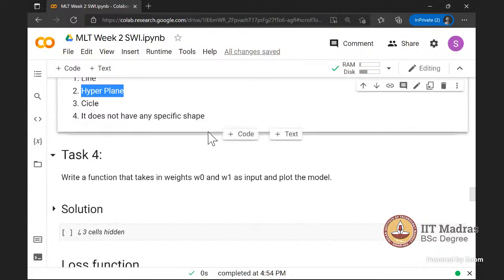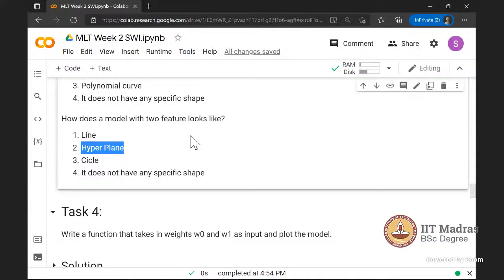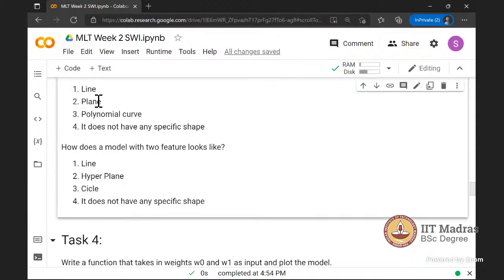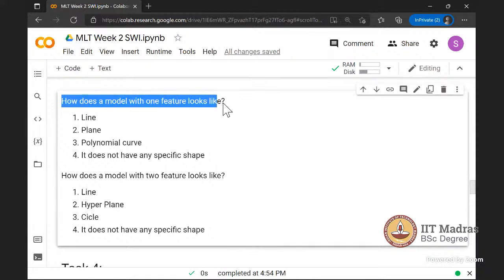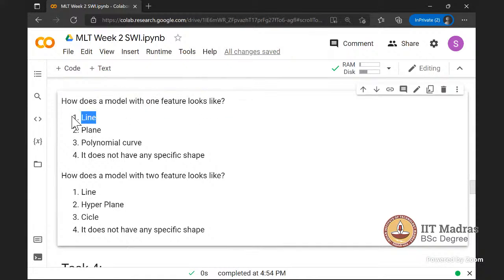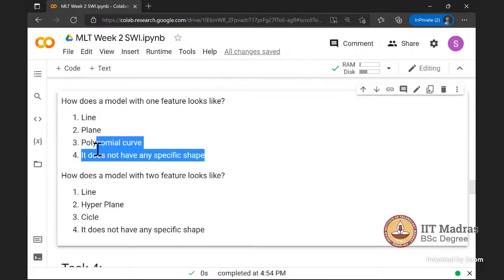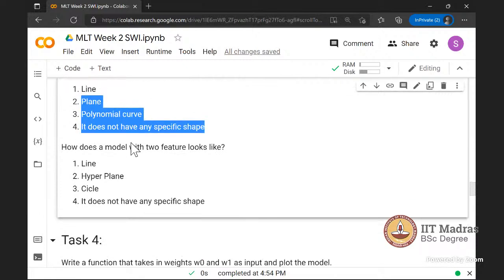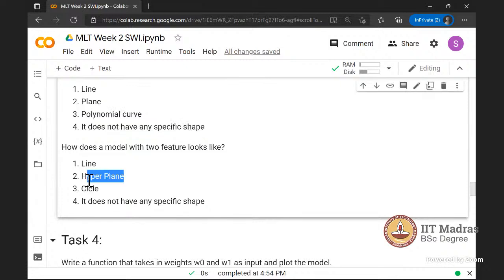So why does the second one have line in it? It's just an option, right? It's wrong. Okay, right. So even for this question, only line is the correct answer. Plane, polynomial curve, and option 4, all three are wrong. For question number 2, only hyperplane is right. Line, circle, and the fourth option are wrong.